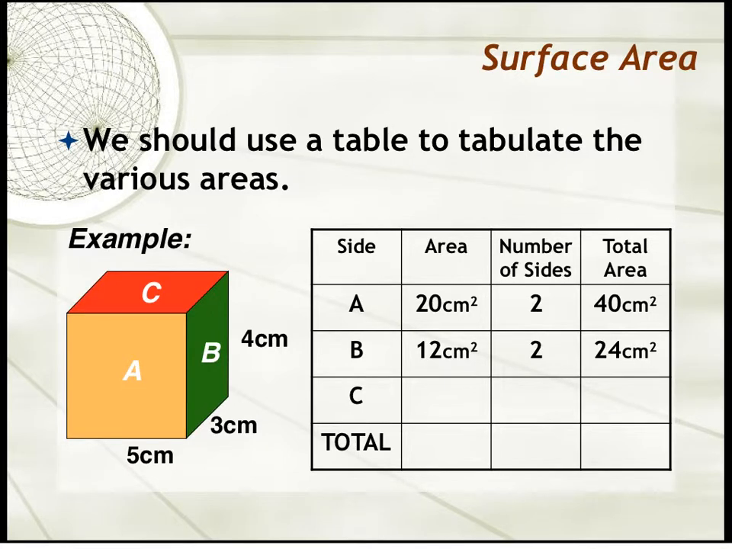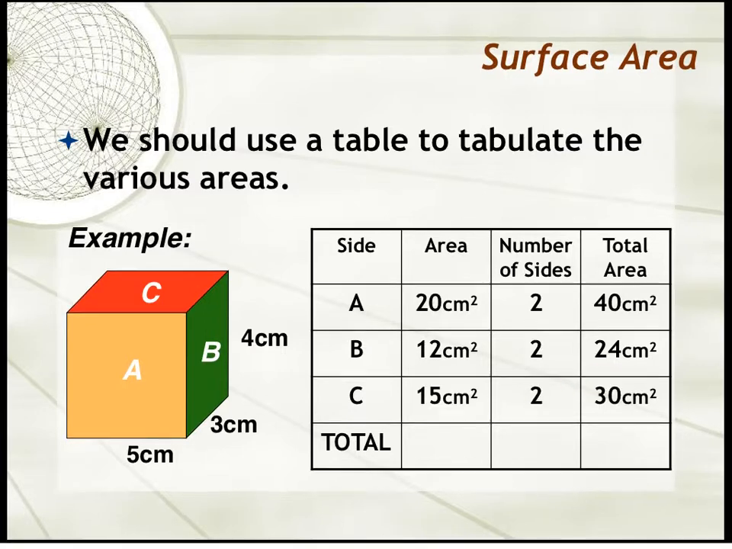We go ahead and look at side B. Side B has a length, or width, of 3, and then 4, which would give us 12. Again, we have 2 of those, so we multiply it by 2, which gives us 24. For C, we end up with 5 and 3. So 5 times 3 gives us our 15. Again, we have 2 of them, and we multiply it by 2 to give us 30.